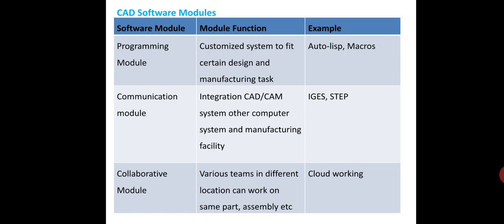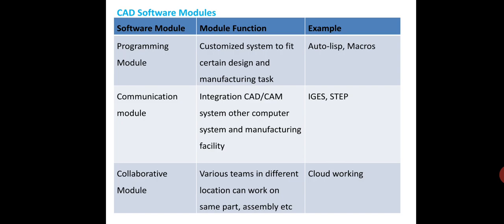Similarly, macros: if you have a task in Microsoft Excel that you do repeatedly, you can record a macro to automate those tasks. A macro is an action or a set of actions that you can run as many times as you want. So this is about the programming module.